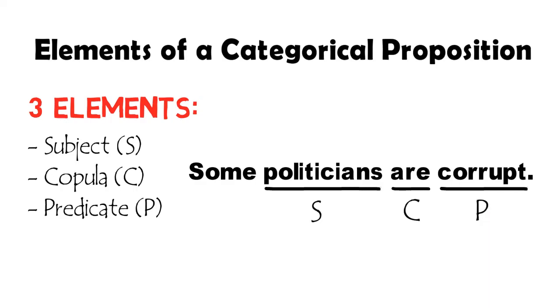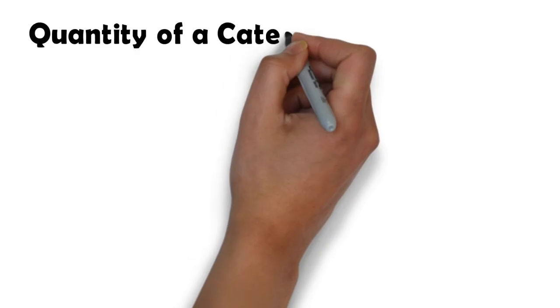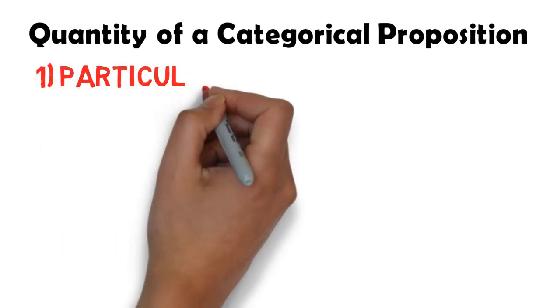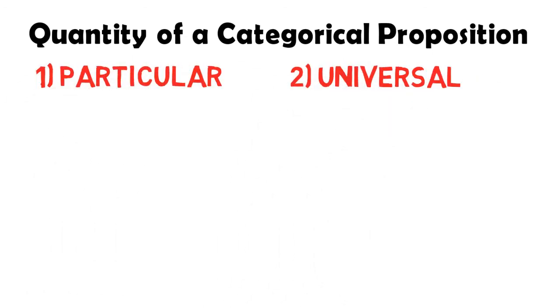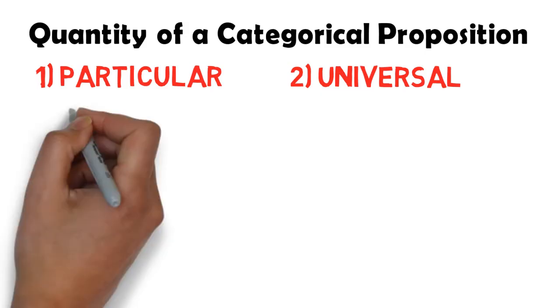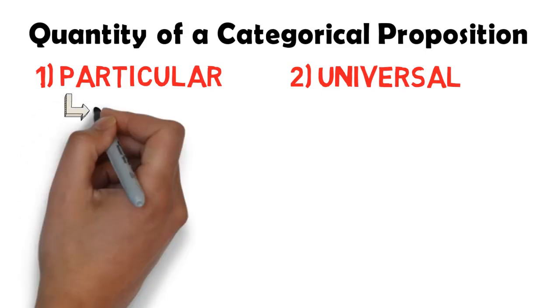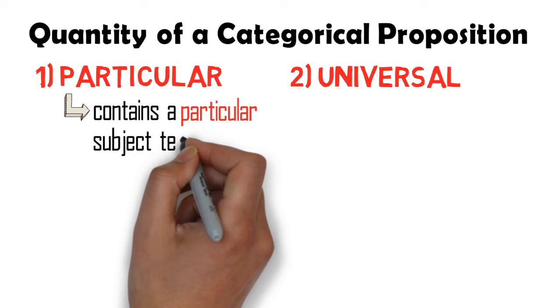At this point, let us discuss the quantity of a categorical proposition. In terms of quantity, a categorical proposition can be classified into two, namely particular and universal. A particular proposition is one that contains a particular subject term.